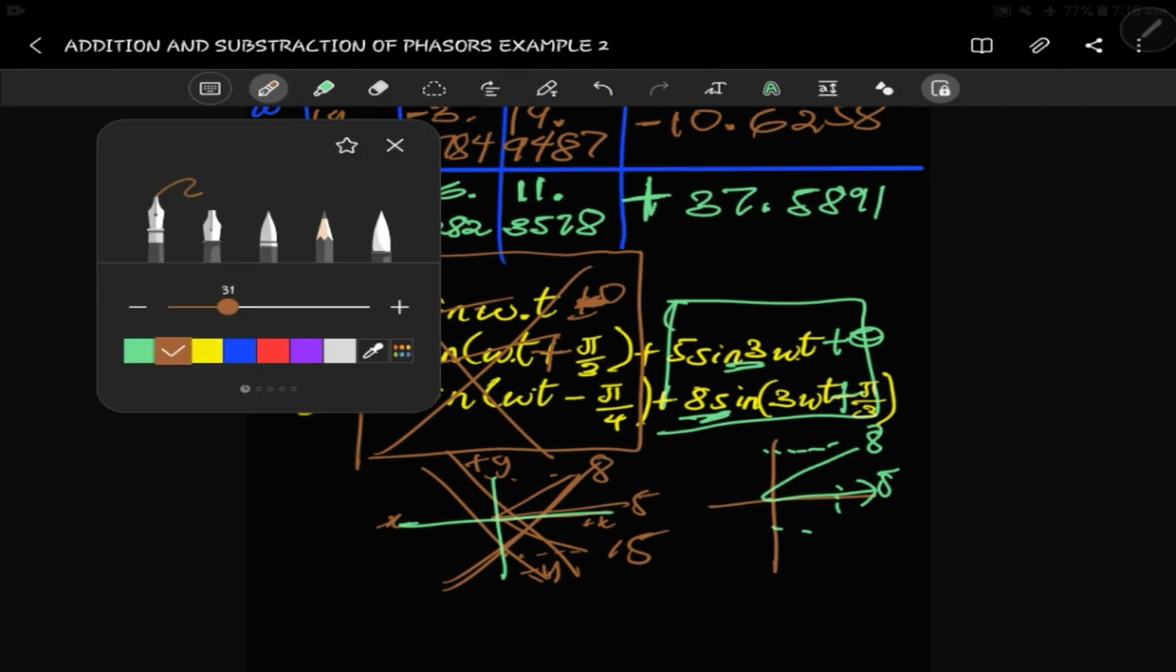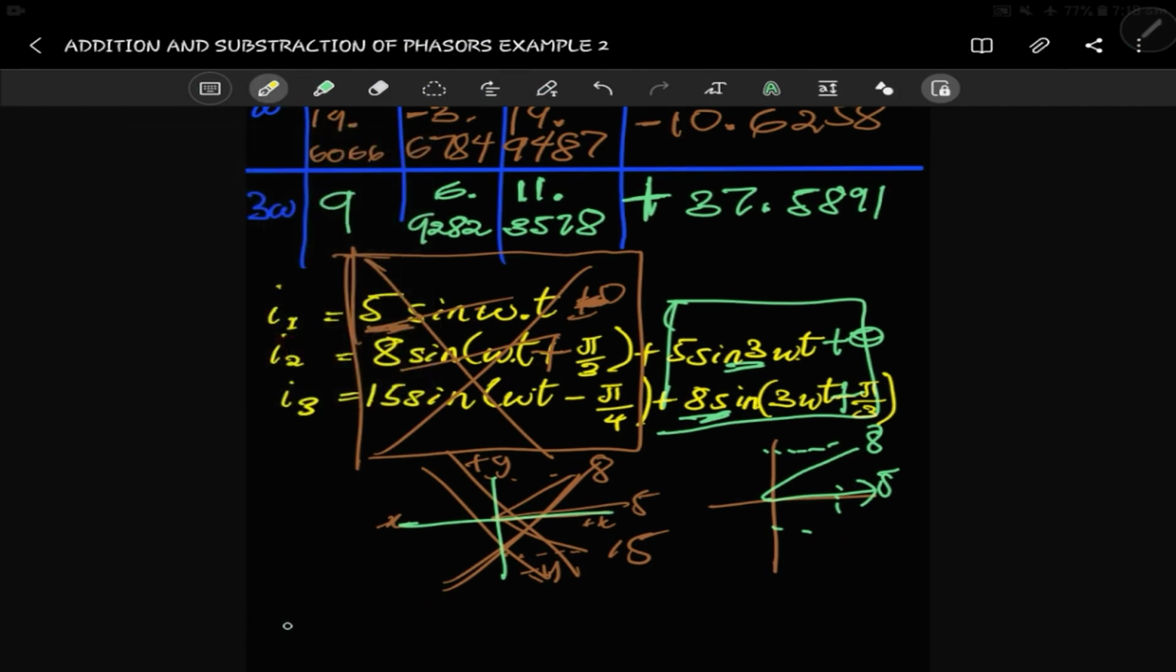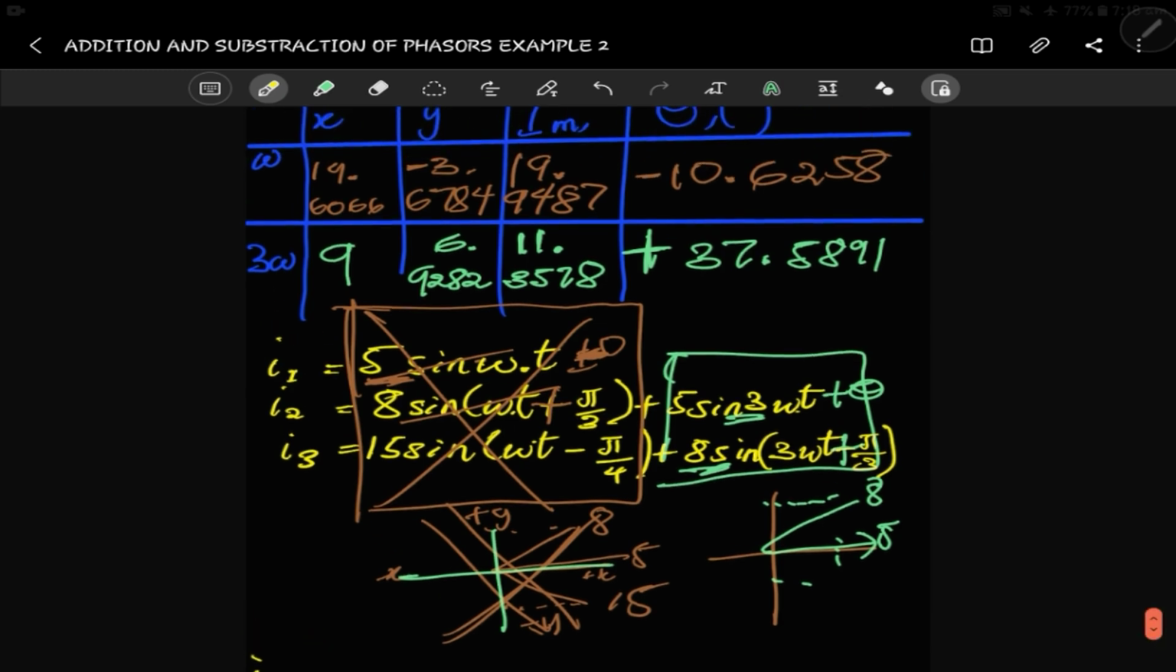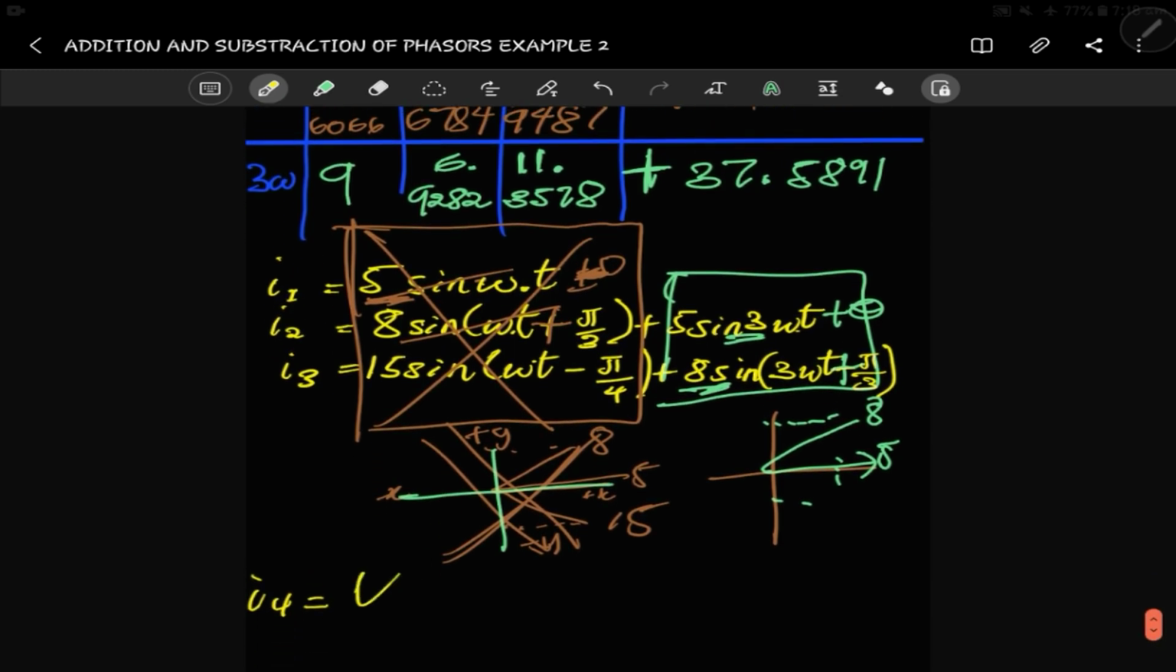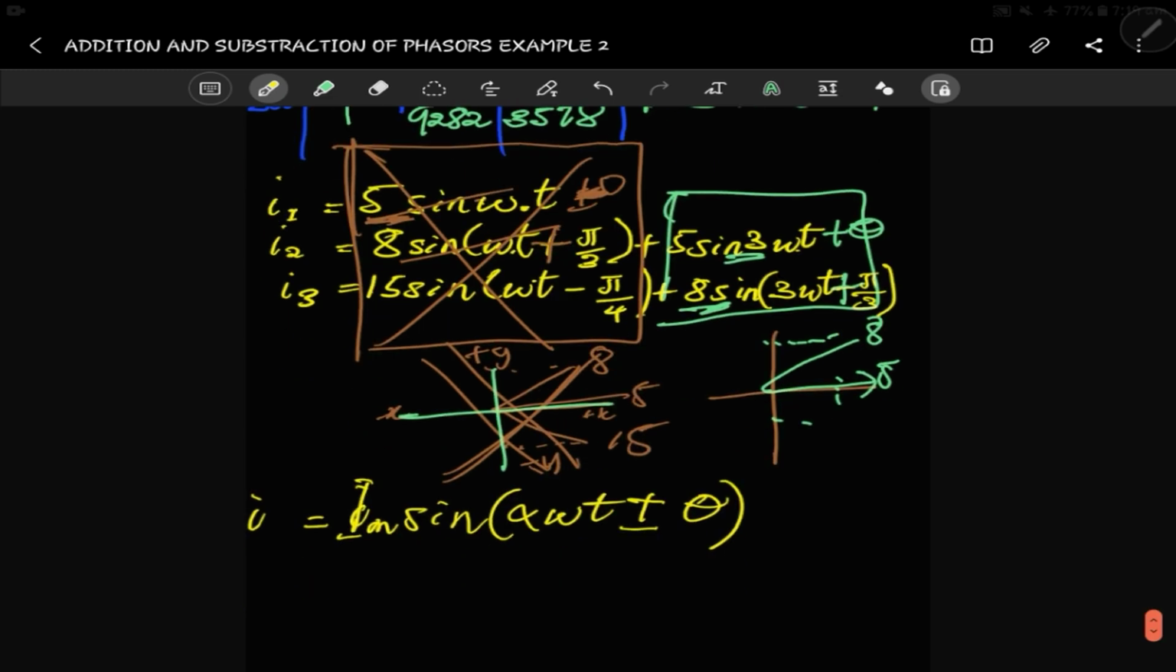So let's see. I'm trying to write our I4. I4 is equal to, so we know the general formula, right? We have the peak because it's current. So we have I peak, and we have the sine, right? Because they are sine waves, and we have this n, it could be any positive integer, and then we have the angular frequency, we have time, and we have the phase shift, plus or minus, right?